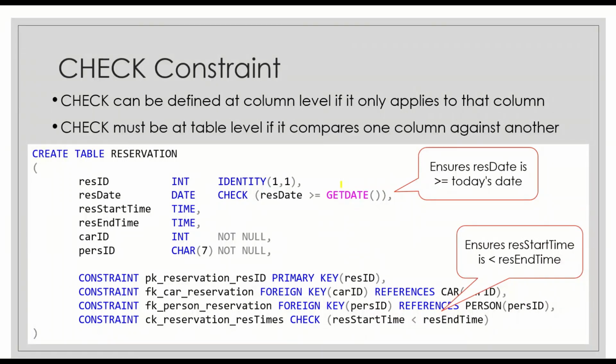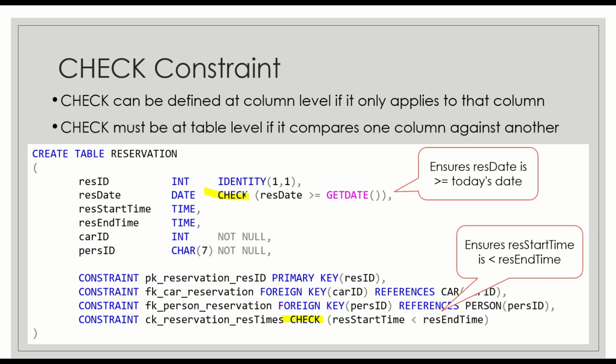Next, we're looking at check constraints. So check constraints are used to validate data that is coming in. Check can be defined at column level if the logic only applies to that column. If the logic applies to 2 or more columns, then you have to put check at table level. So we have two check constraints in this example, one here and one down there.